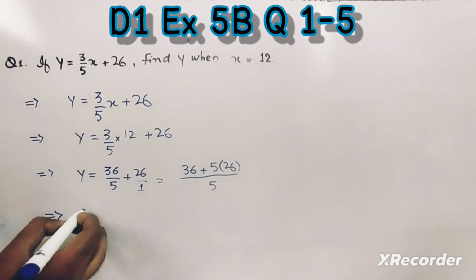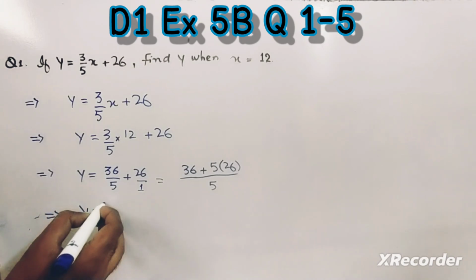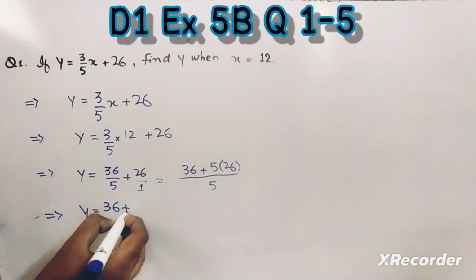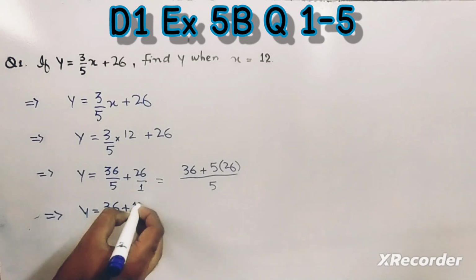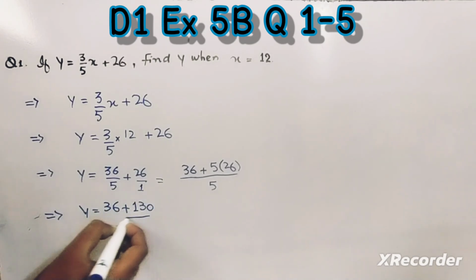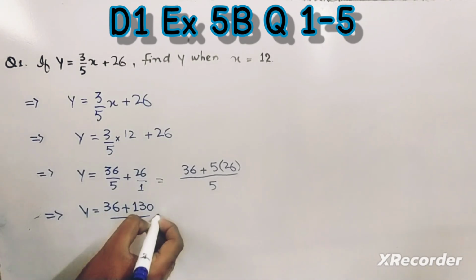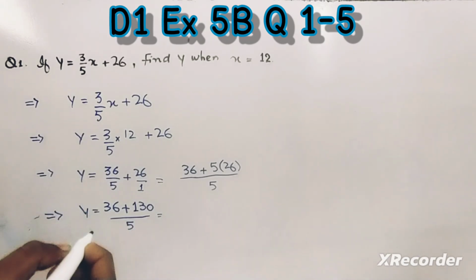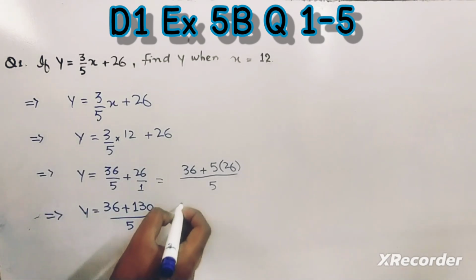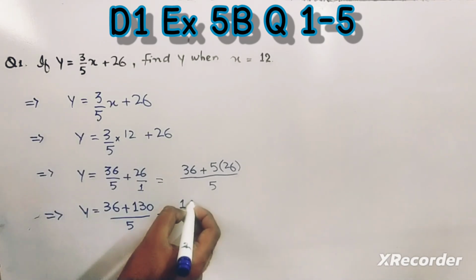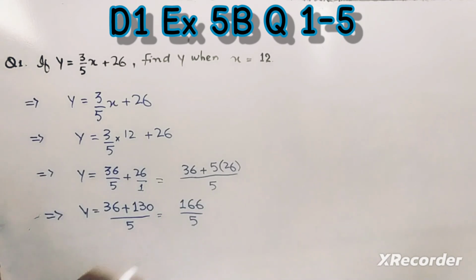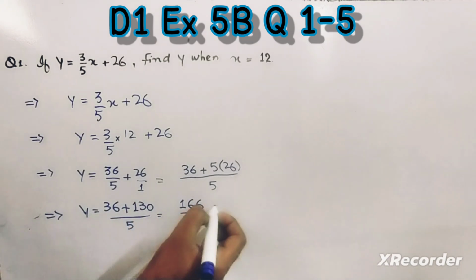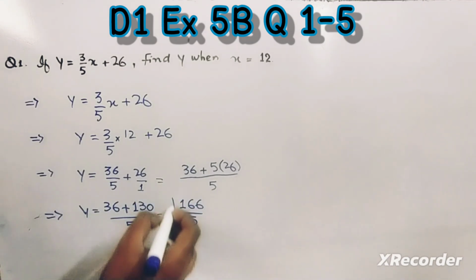What we get is 30. y is equal to 36 plus 5 times of 26 is 130 upon 5. 36 plus 130 is 166 upon 5. So that is our required answer.